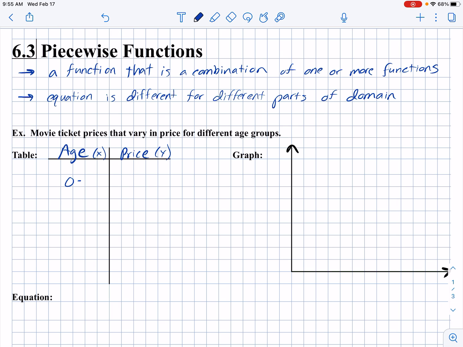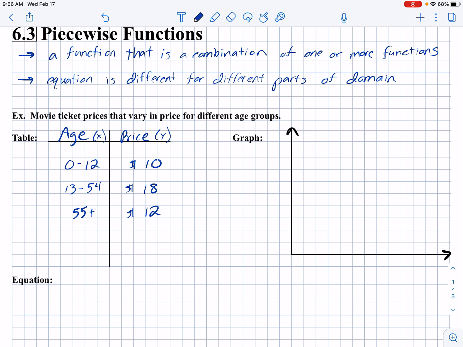Where say you were up to the age of 12. Well, if you were 12 and under, maybe a movie ticket was only, say, $10, okay? But then you were above 12 and you're just, I guess, an adult, not really. You got charged something more like, say, $18, okay? And then maybe a senior citizen discount, 55 and up, you were only charged, say, $12, okay?